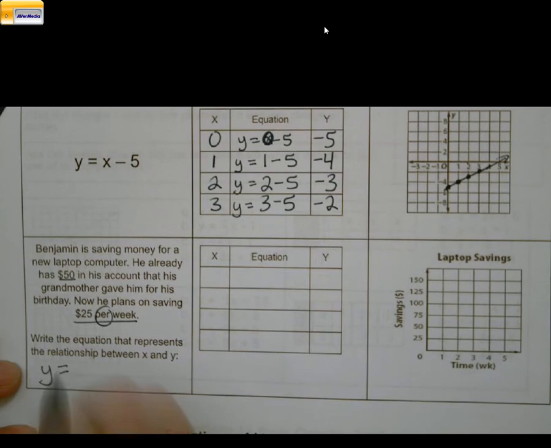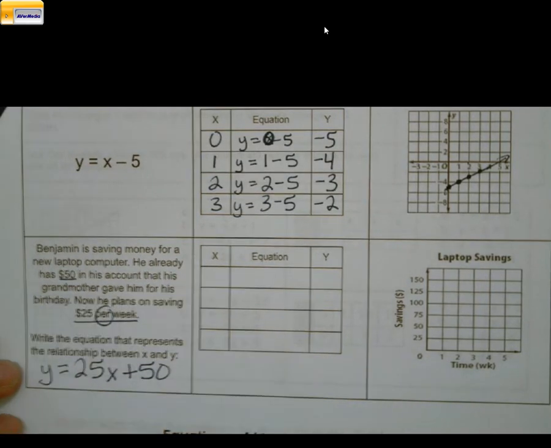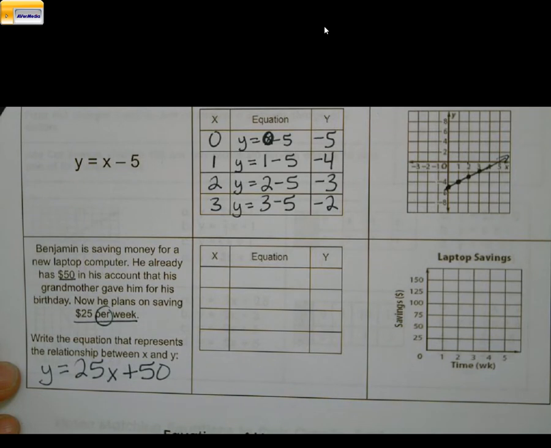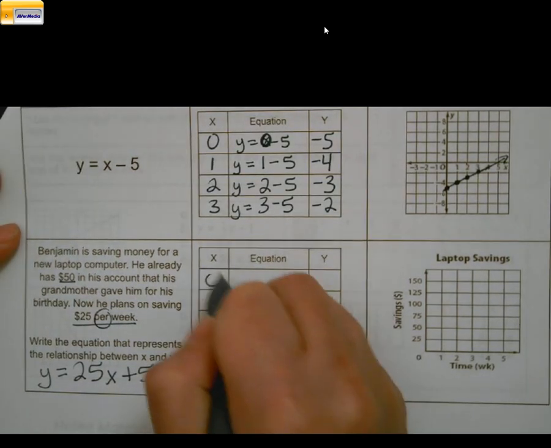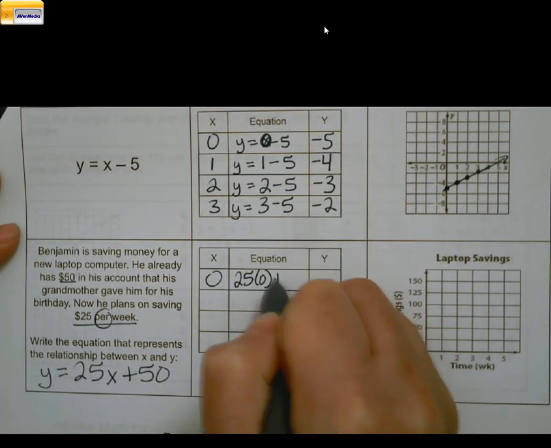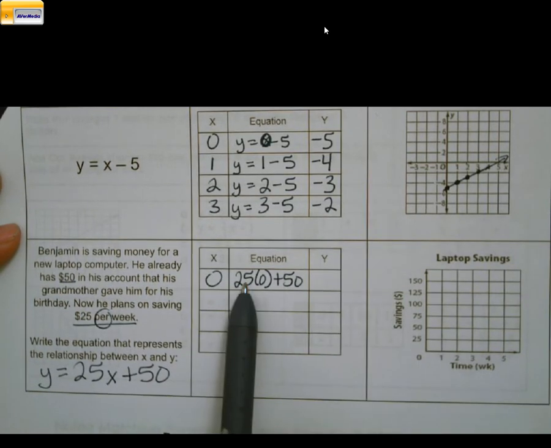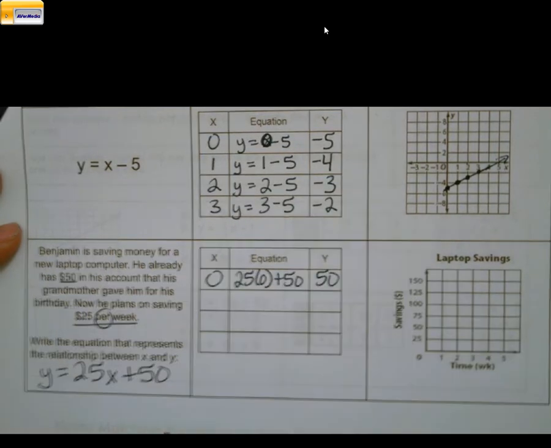Y equals $25 per week. So that x is per week. But he also had $50 already in his account. So plus 50. Now we're going to go over here and do the same thing that we did on the first one. I'm going to start plugging in some numbers. So let's try 0. I have 25 times 0 plus 50. So 25 times 0 is 0 because anything times 0 is 0, plus 50 is 50. So that gives me that y value.